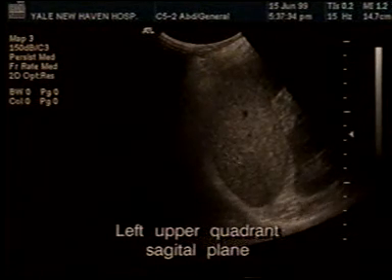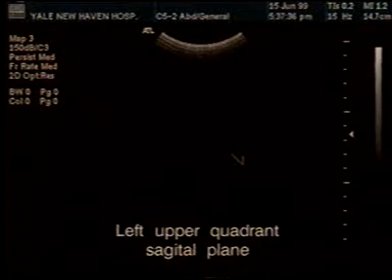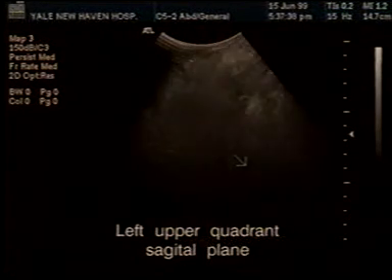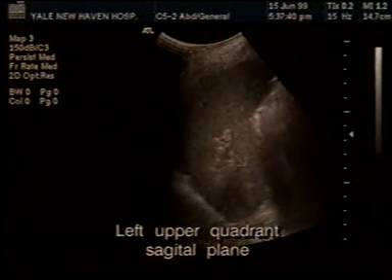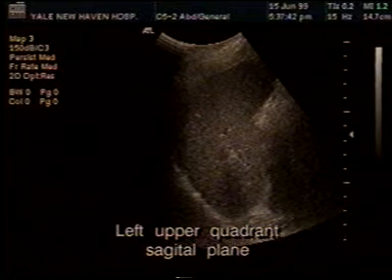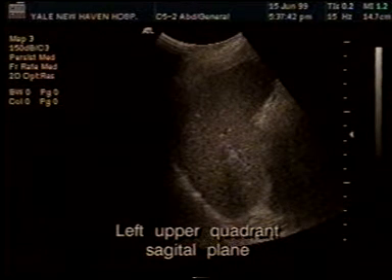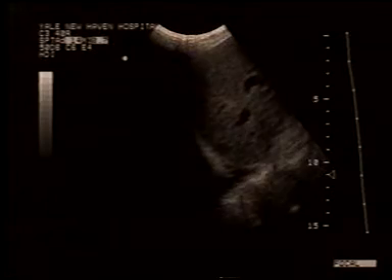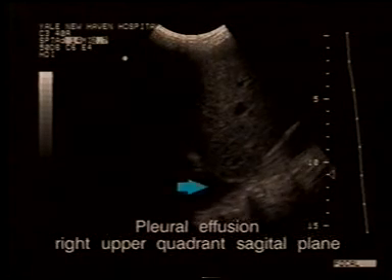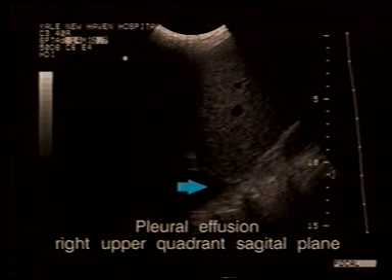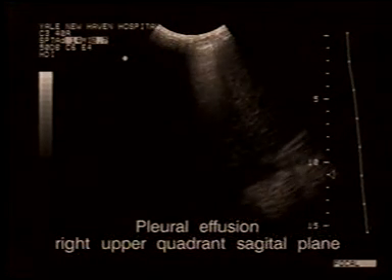You also look at the 2 lower quadrants and the pouch of Douglas in females for that fluid as well, because the lowest part of the pelvis is in the pouch of Douglas. It is possible to detect free fluid in the pleural space as black spaces superior to the diaphragm.